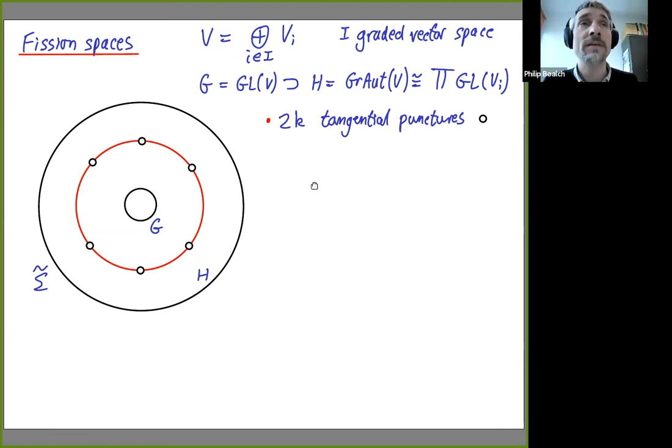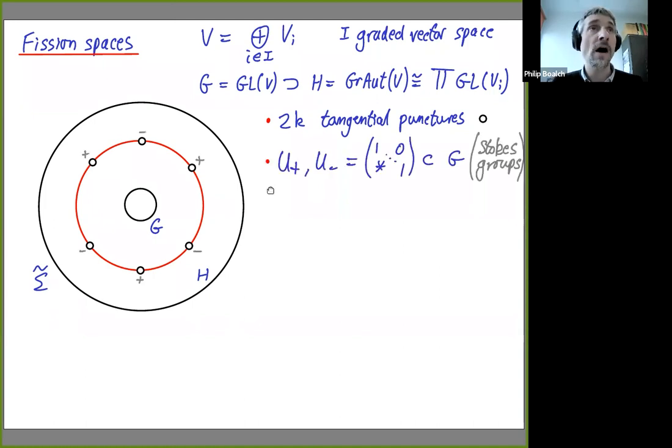And in the simplest untwisted case, I would just mark an even number of tangential punctures. So I get this surface with these extra punctures, the tangential punctures. I'll call that sigma tilde. And I'll mark each of the tangential punctures with a unipotent group, a Stokes group, which alternate between being U plus and U minus. So these are block unipotent groups where the block diagonal part would be like this group H.